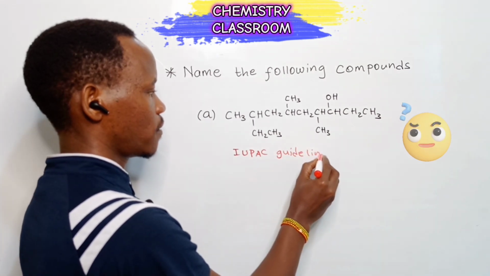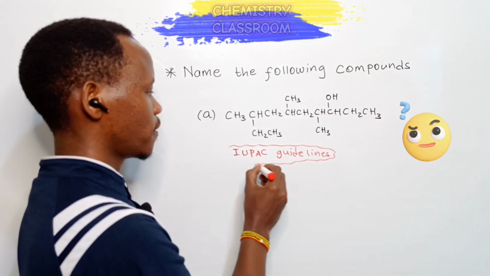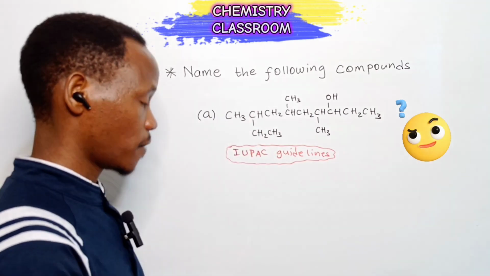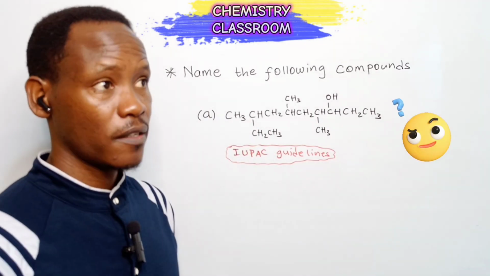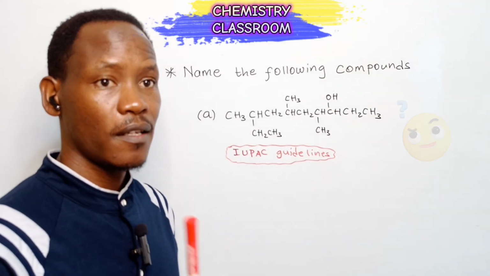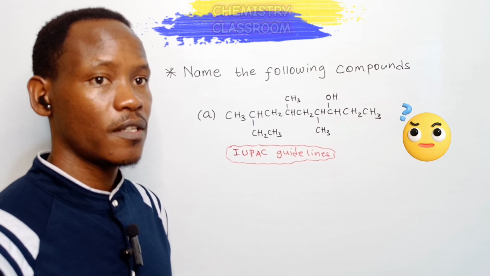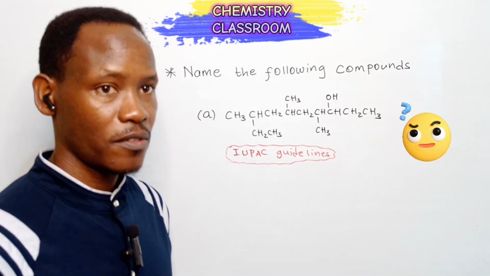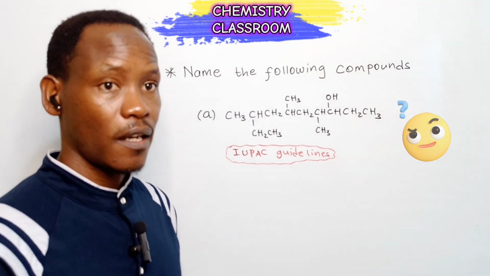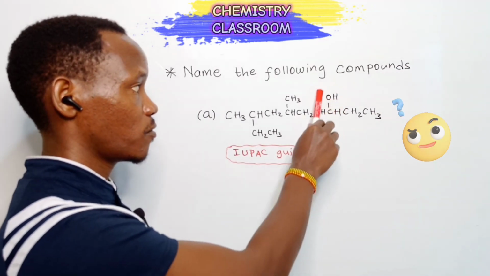So those are the guidelines that we are going to follow in determining the correct name of the given compound there. According to IUPAC, when we are naming this compound, our first guideline is to determine the parent chain. The parent chain in this case is going to be the longest carbon-carbon skeleton in the compound that is having our functional group. Notice that this is our functional group.